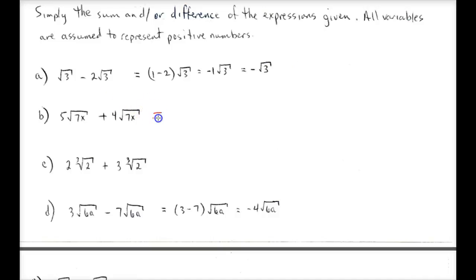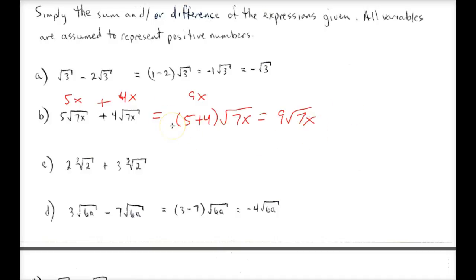So we see in example B here that we have like radical expressions because we have square roots. Our index for both of these is 2, and the radicand is the same. So we treat this like if it was 5x plus 4x, and of course we would say that that's 9x. So here, looking at it this way, we would say that this would be 5 plus 4 times square root of 7x, which would just be 9 times square root of 7x.